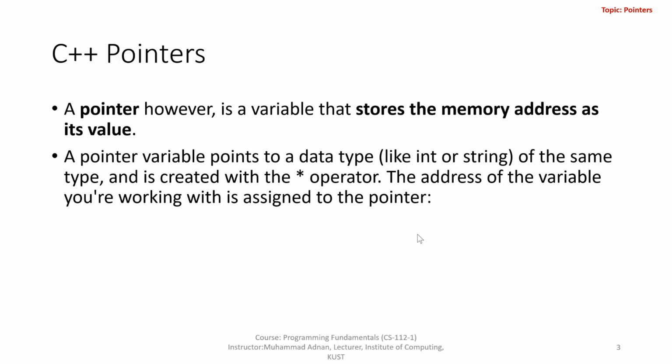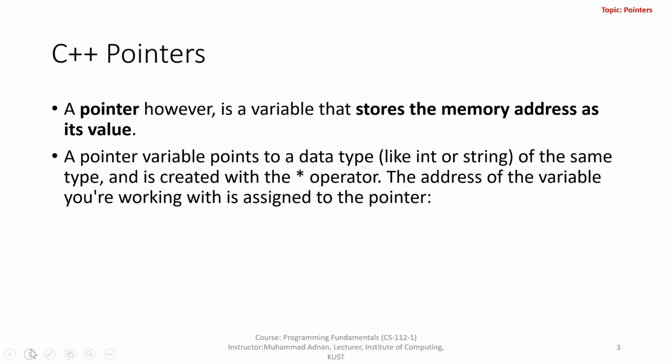A pointer variable points to a data type like integer or string of the same type. So if you have an integer variable, then you have to declare an integer pointer in order to store the address of that integer variable. A pointer variable points to a data type of the same type and is created with the asterisk operator. The address of the variable you are working with is assigned to the pointer.